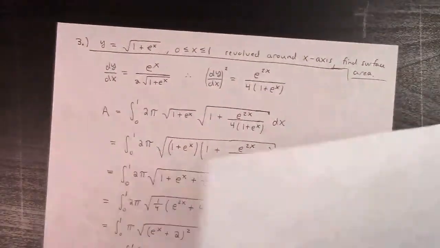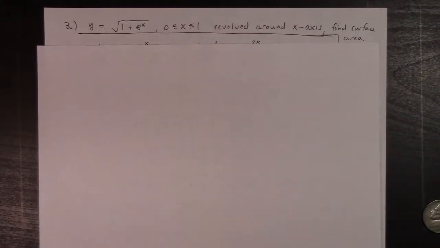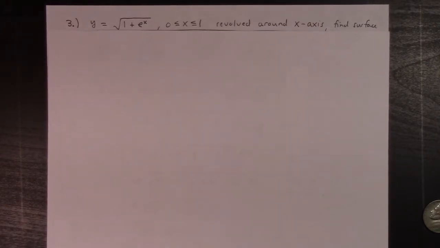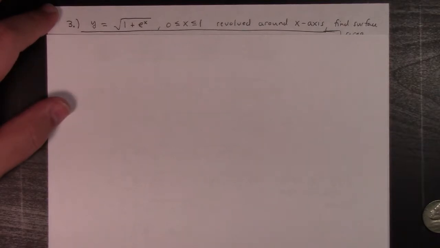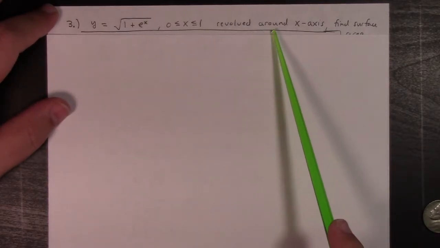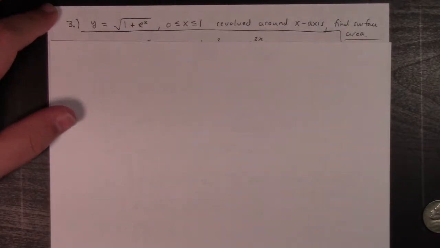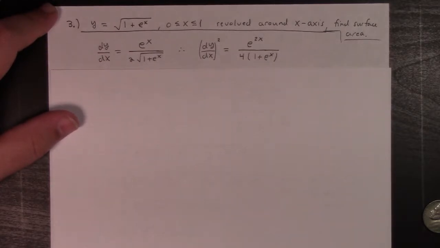Example 3. We'll actually do the calculation, and this one's got some calculation to it. So here we're going to find the surface area of y equals the square root of 1 plus e to the x between 0 and 1, revolved around the x-axis. Find the surface area. All right, so we go to town here.